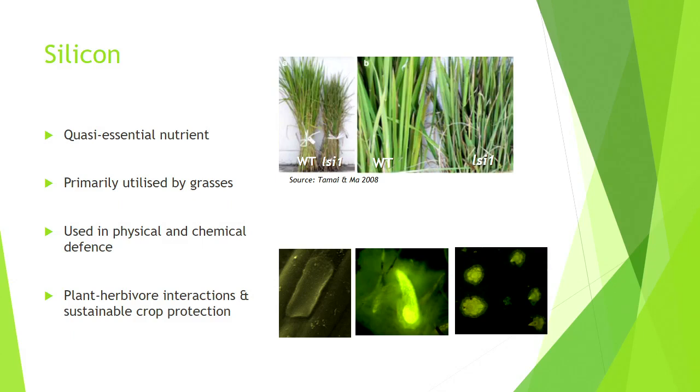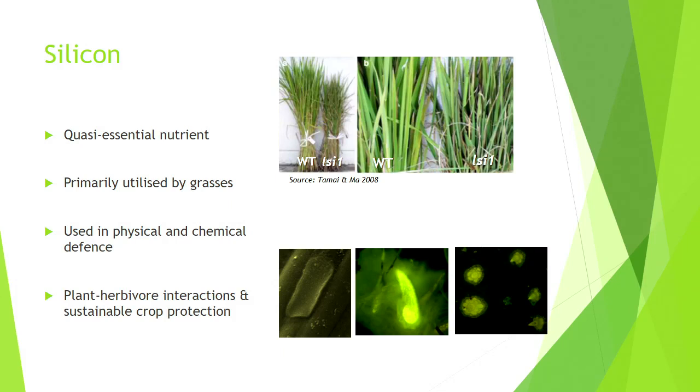It's primarily utilised by grasses, although other plant families, such as Cucurbitaceae, can take up and use silicon as a defence mechanism. It's used in physical defence, so plants take it up and then deposit silicon as solid phytoliths. This is an example of a phytolith, deposited on the leaf surface.